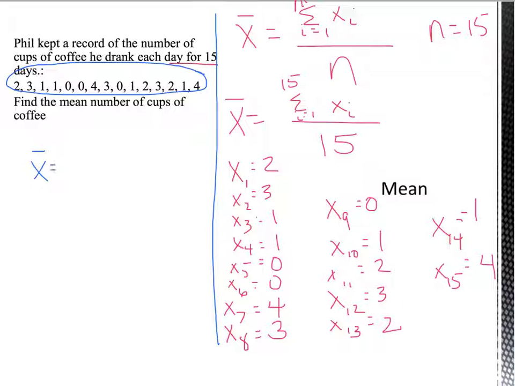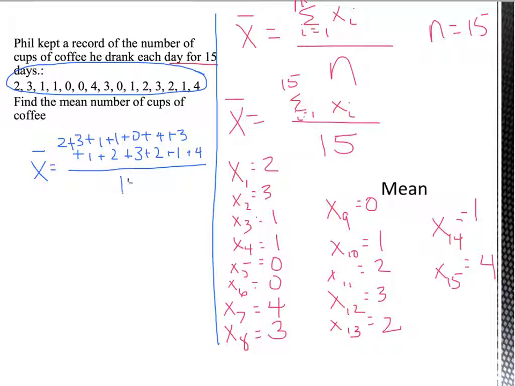So my average is going to be 2 plus 3, and again, you don't need to write 1 plus 1, nor do you need to write all the zeros. I'm just writing all of this out for your benefit if you need it. I'm going to actually continue adding it right there: 4 plus 3 plus 0 plus 1 plus 2 plus 3 plus 2 plus 1 plus 4. Okay?